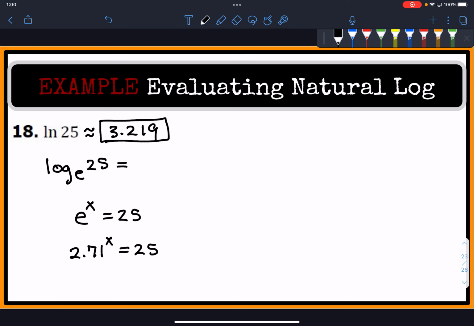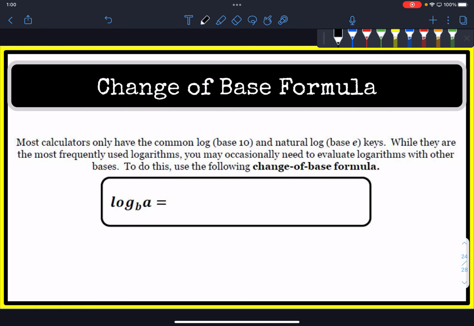Now, most calculators only have those two keys. They only have the common log, base 10, and the natural log, base e, key. And while those are the most frequently used logarithms, you may occasionally need to evaluate logs with other bases that do not work well with exponents. So to do this, you want to use the following change of base formulas.